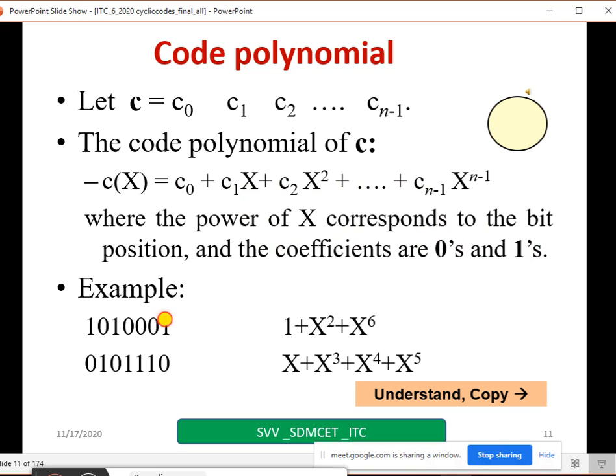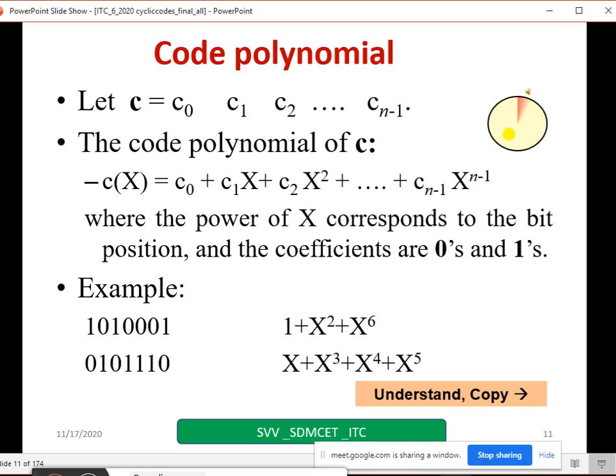One simplest example is shown. For example, here 1, 0, 1, 0, 0, 0, 1 means 1 plus x is 0, x square, x cube is not there, x4 is not there, x5 is 0, x6 is there. So wherever 1 is there, that I will represent here. Similarly, the second one. I want you to understand these two and copy them down. I'll wait for 1 minute.